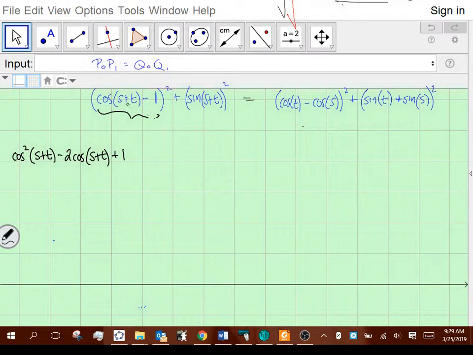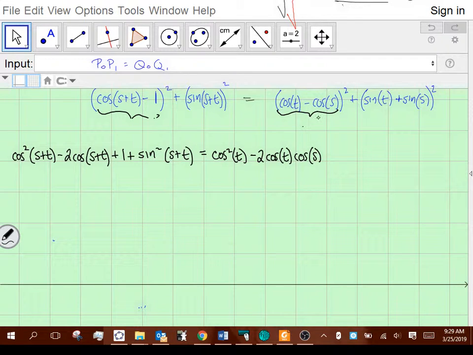Now we're going to do the same thing over here, but this is just a monomial squared, so this thing just stays as plus sine squared of s plus t. So it's expanding the left-hand side. Let's expand the right-hand side. Again, you have binomial squared here. So it's going to turn into cosine squared t. Now you're going to multiply those together and double, right? So it becomes negative 2 cosine t cosine s. And then you're going to square the last term. So it becomes plus cosine squared s.